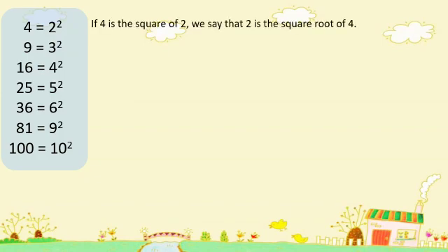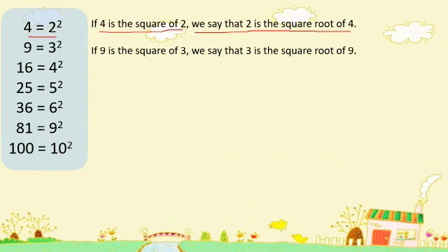Now consider 4. 4 is equal to 2 squared. Means 4 is the square of the number 2. If 4 is the square of 2, we can say that 2 is the square root of 4.